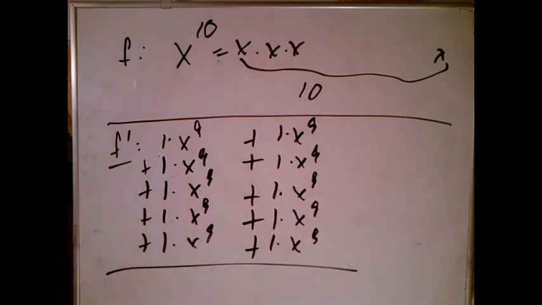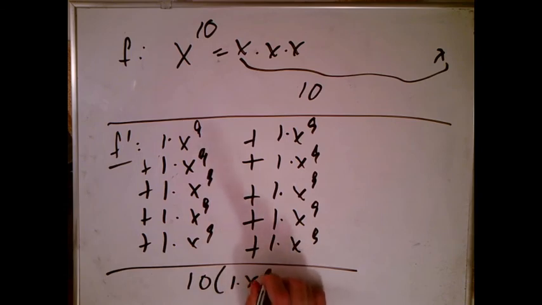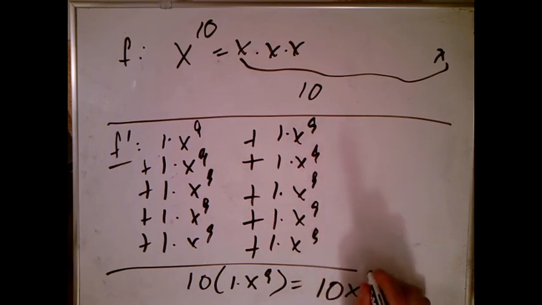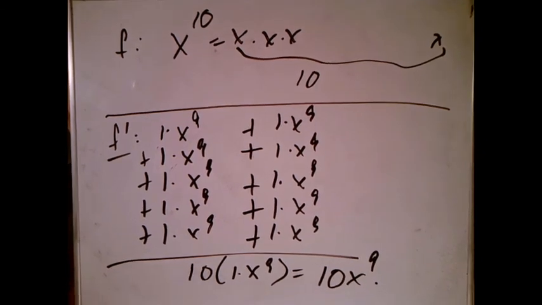Whew. What am I supposed to do? Well, I'm adding up the same thing. How many times? 1, 2, 3, 4, 5, 6, 7, 8, 9, 10. That's actually our definition of multiplying. So what we're going to get, technically, is 10 times 1 times x to the 9th. We could probably leave off the 1, but strictly speaking, that's what we did. And what we get is 10x to the 9th. Those of you who have seen the power rule before, you still can't use it. It's a nice check, though. All right, we're finally done.